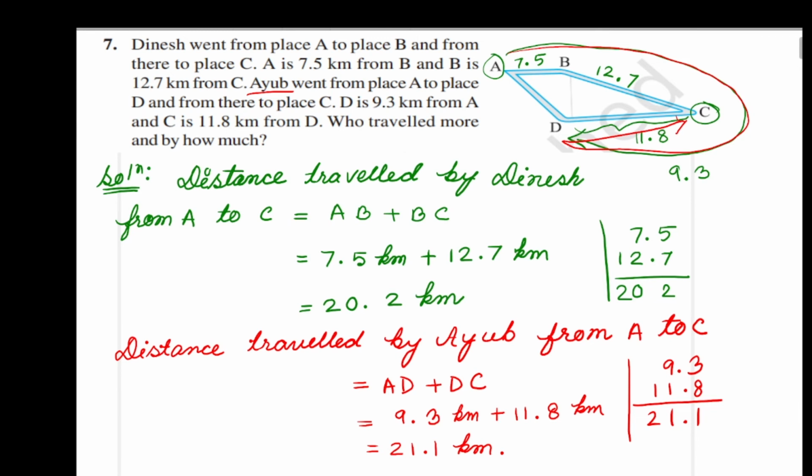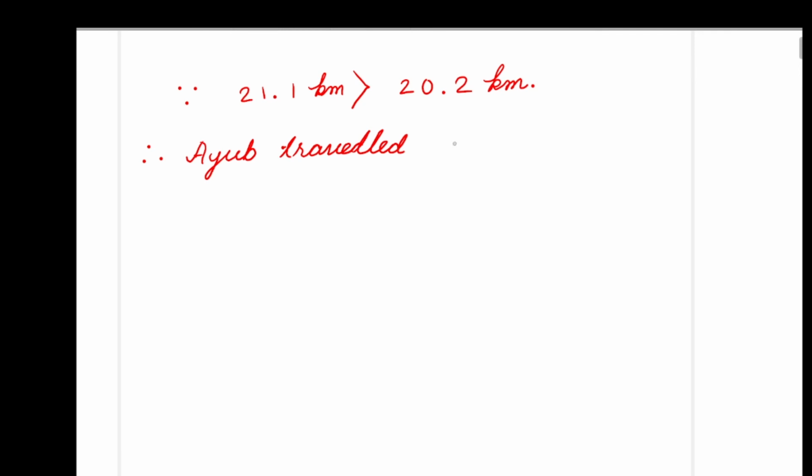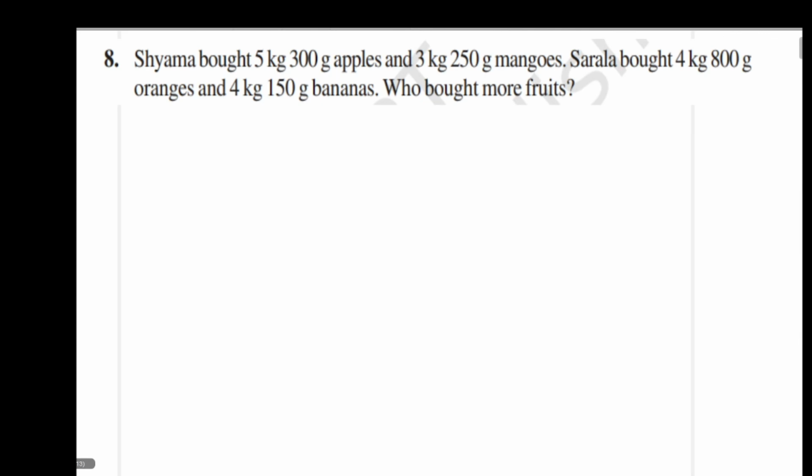So what is asked in the question? Who travels more by how much? So you have to write, since 21.1 kilometer is greater than 20.2 kilometer, hence Ayub traveled more by, to find out how much he has traveled more, we have to subtract 21.1 minus 20.2. So it will be 0.9 kilometer.